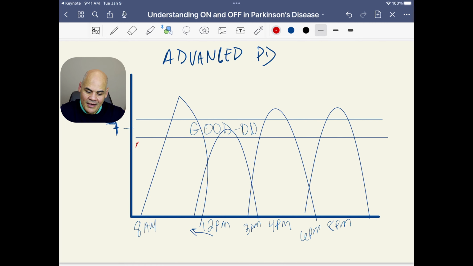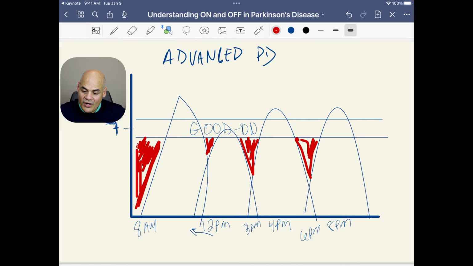So see how much time we're spending now in the off medication state. My patient might be taking the medication at 8 a.m., but it might not be until 8:45, 8:50 that they're feeling good. Here we are in the off state. Here we are in the off state. Here we are in the off state as well, right? But not only that, now my patient is at this level dyskinetic, right? And at this level, there are some dyskinesias. At this level, there are some dyskinesias as well.